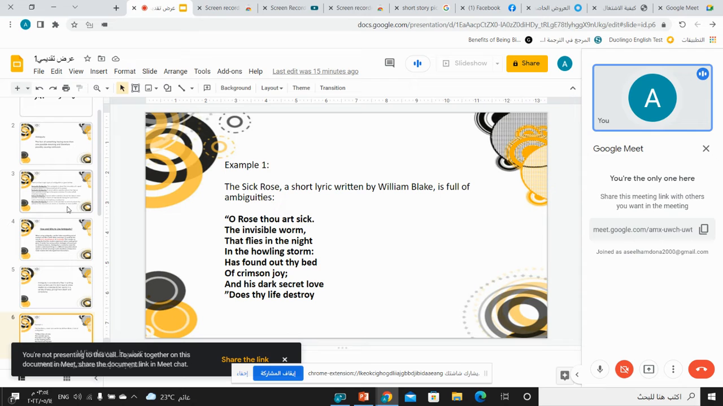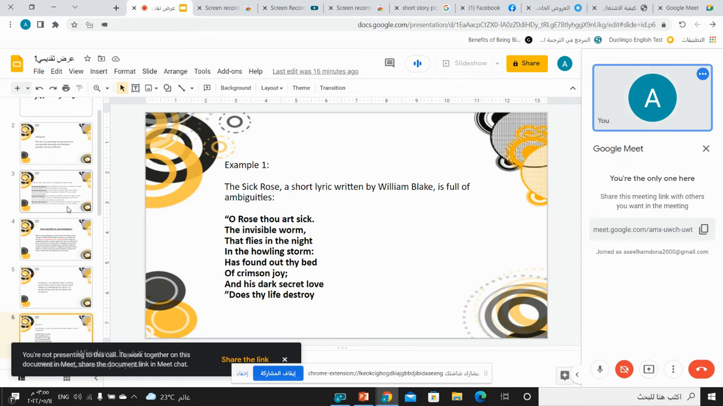When I read it many times, I think he used words that refer to ambiguity here. The word invisible. Why is he using the word invisible for the worm? It's because it comes nightly to eat the flower or the rose, or he is using the word invisible because the worm is so tiny and we cannot see it nightly, or something, I don't know actually.